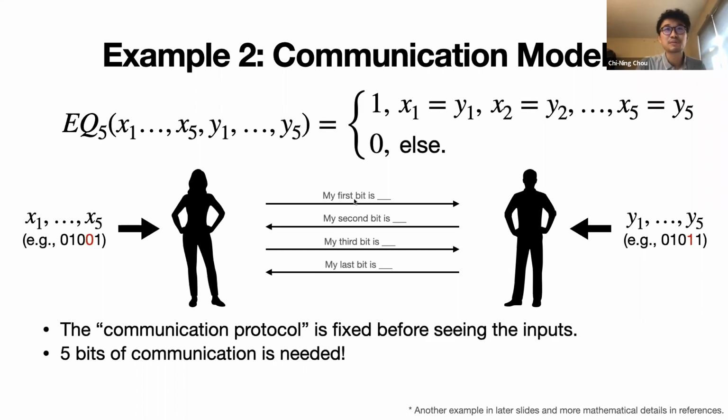when they fix a way to say, oh, the first time I'll send the first bit, and second, third, and last, you can always find a certain input that's not being revealed through the communication.